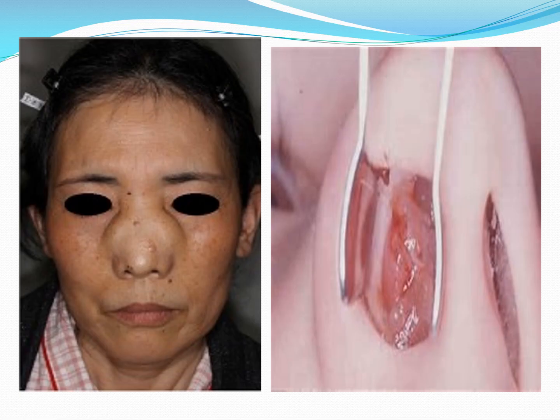So what is in this picture? You can see broadening of the nose due to nasal polyps inside the nasal cavity. In this picture, on anterior rhinoscopy, you can see a polyp inside the nasal cavity.